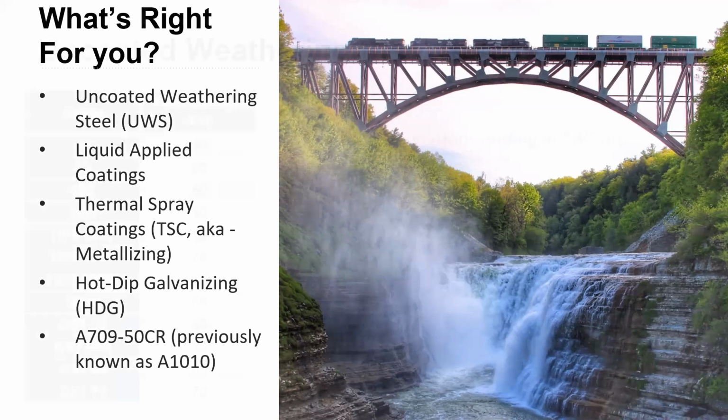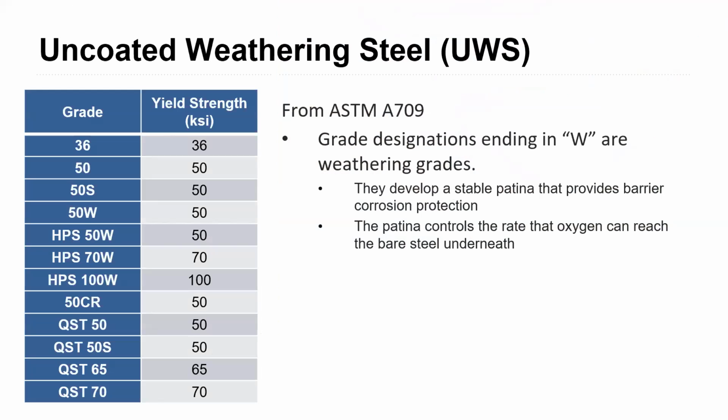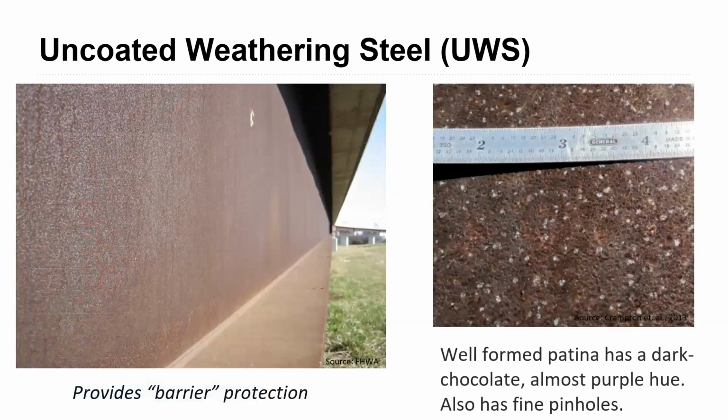So let's get going. First one is uncoated weathering steel. And if you look within the design code or ASTM A709 more specifically, you'll see a summary of various grades. Anything with a W represents weathering steel. And so all these designations are weathering grades. And in a nutshell, what these do is weathering steel develops a patina. So the outside surface of the steel actually forms a thick barrier protection layer that protects the inner layers of steel.